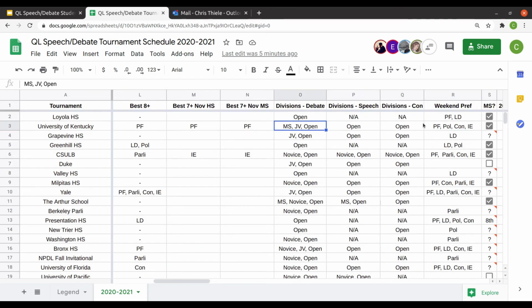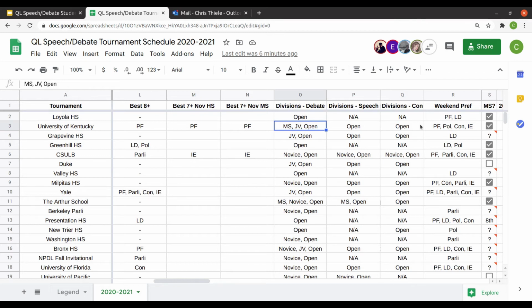What events they offer, I'm sorry, what divisions they offer in debate and speech. Are they offering middle school, novice, JV, open divisions? You don't necessarily need to pay much attention to this because sometimes a tournament's open division might be worse than another tournament's JV division. Or their novice division might be filled with a bunch of people that are functionally open. So don't worry about division as much. I'll try to place you at the skill level where I think you will fit best.